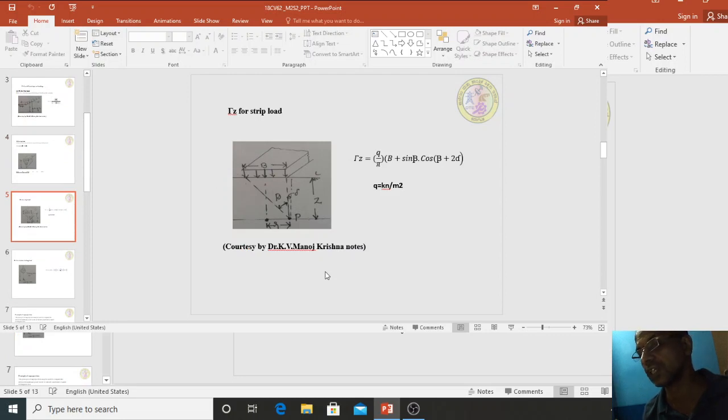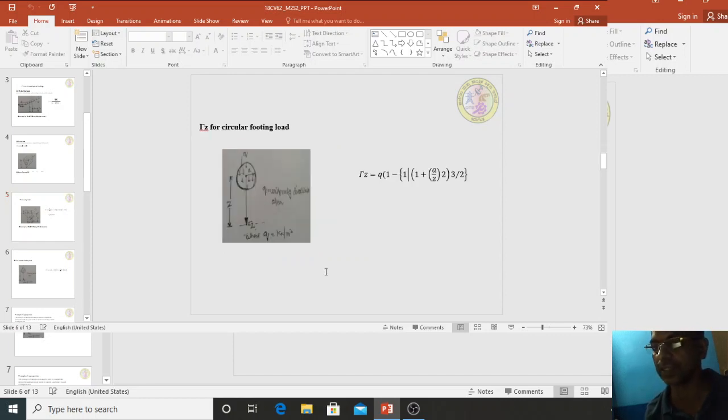Suppose the point is at one of the corners, away from the loaded area. Then the sigma z value is calculated by sigma z is equal to Q by pi into (beta plus sine beta into cos (beta plus 2 times delta)), where B is the width of the footing, beta is the angle made by the two extremities of the footing, and delta is the angle to the extreme end of the footing line from the point of application P. Here Q is in kilonewton per meter square.